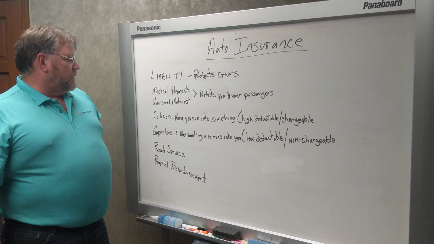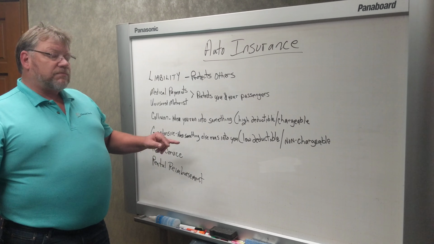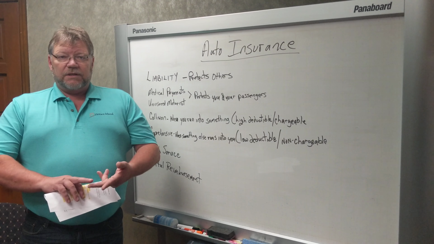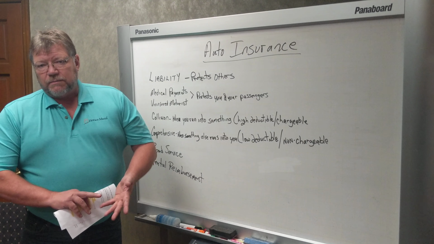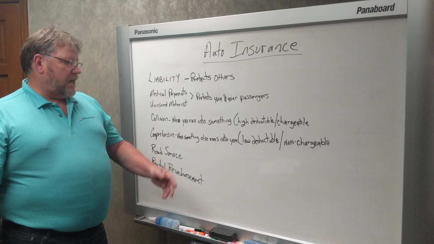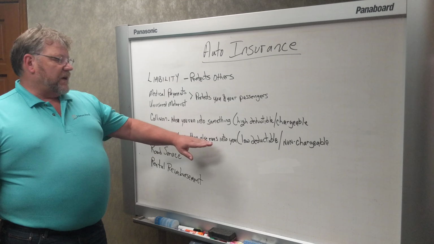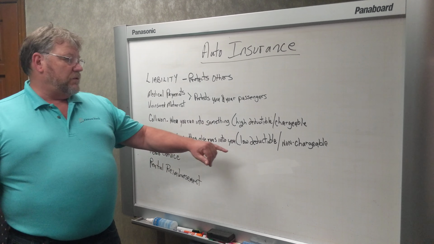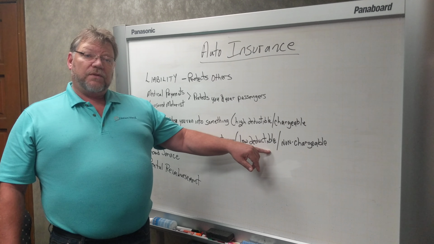And then comprehensive is another physical damage coverage, and that basically is when something else runs into you. A hailstorm, a dog, a deer, a rock kicks up and hits your window, just anything that's an act of God. When you file that claim, there is no surcharge, because you weren't at fault, so you need to carry a lower deductible there.